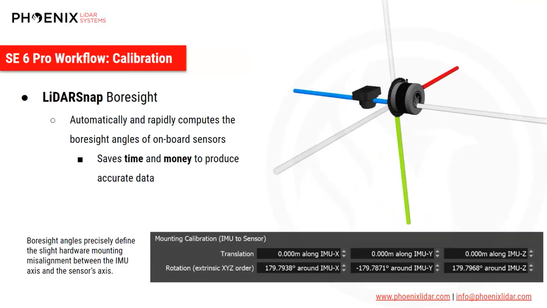So a huge feature of Spatial Explorer 6 Pro is also the bore sighting and calibration side of things. LiDAR bore sights specifically allow us to quickly compute bore sight angles of different onboard sensors, and it completely automates that process, which can save you, of course, time and money collecting and getting those accurate data possible.